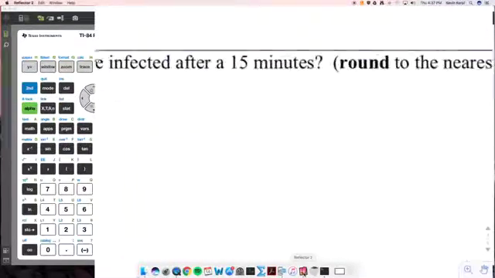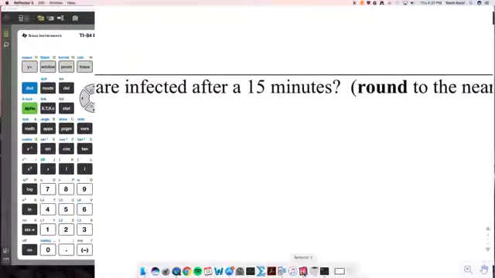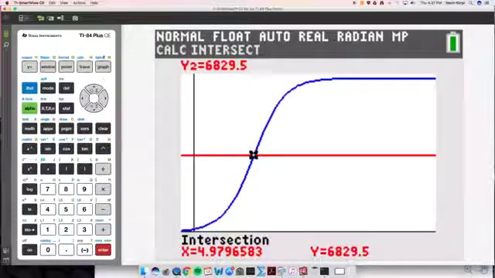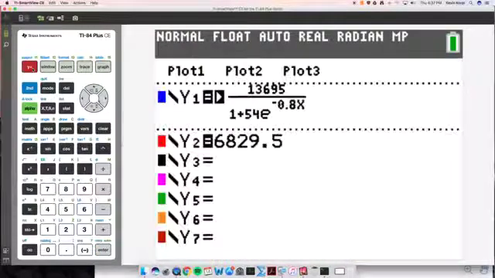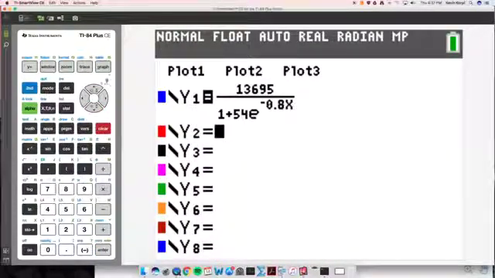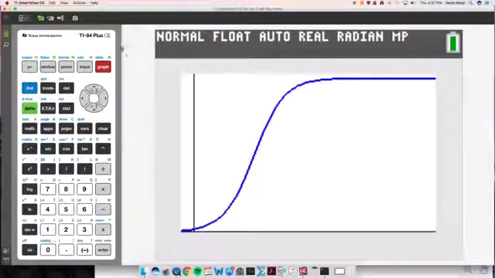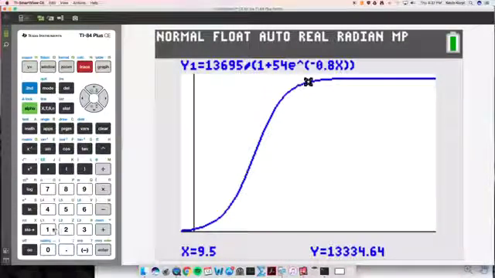How many Wasslers are infected after 15 minutes? Well, that's now a time value. So that's W of 15, like we did on Part A. You got to show W of 15. And now, if you want to go back to Y equals and get rid of that, so you only have your logistic graph again, hit trace, 15, enter.